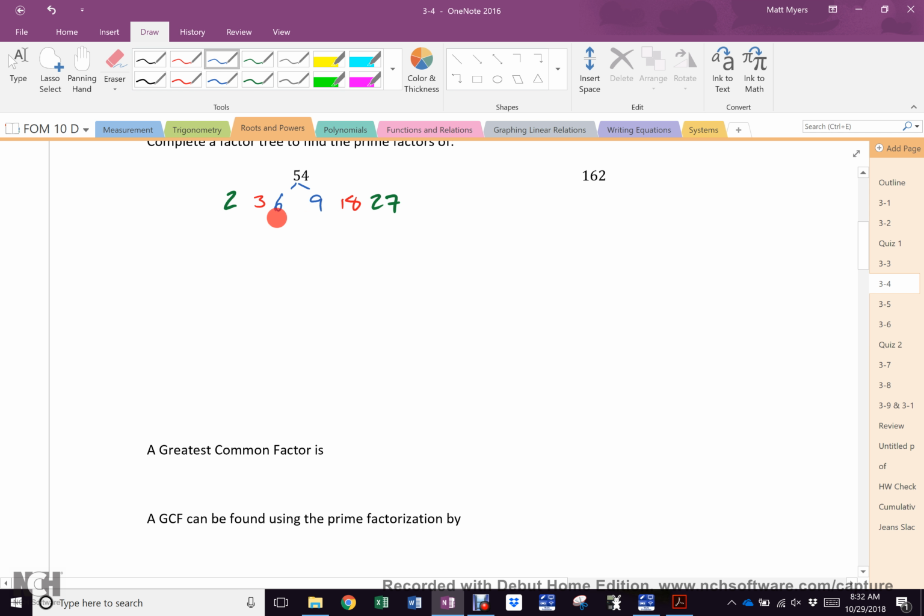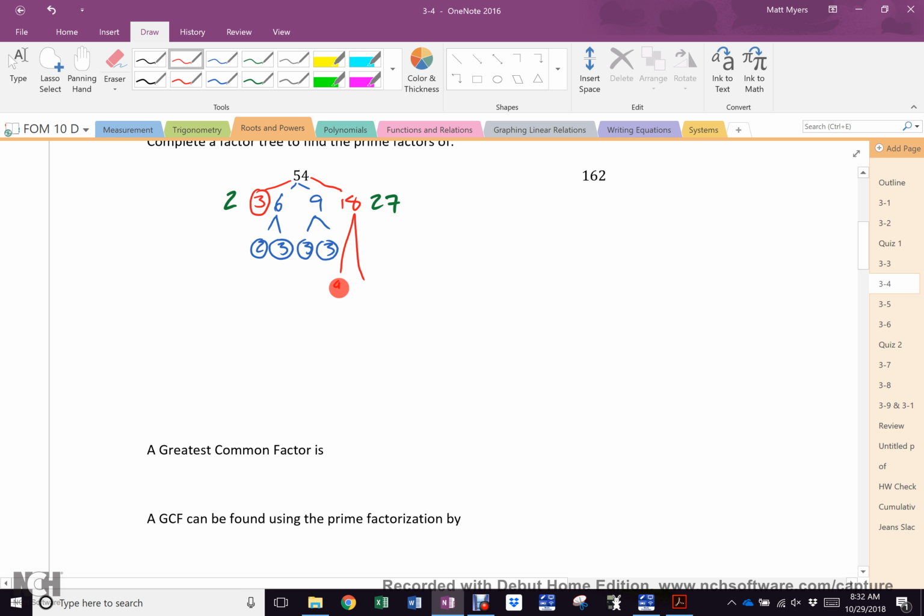So I would continue. What is 6? 3 times 2. 2 times 3. Are those both prime numbers? Every time you hit a prime number, I like to circle it. And then 9? 3 times 3. Now, if I went this way, would I stop at 3? Yes. What about 18? No, you can divide.